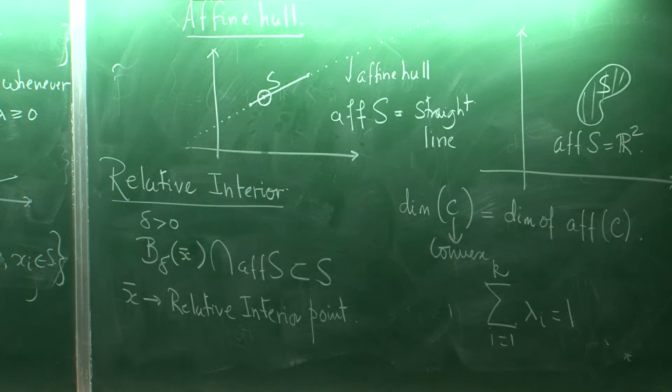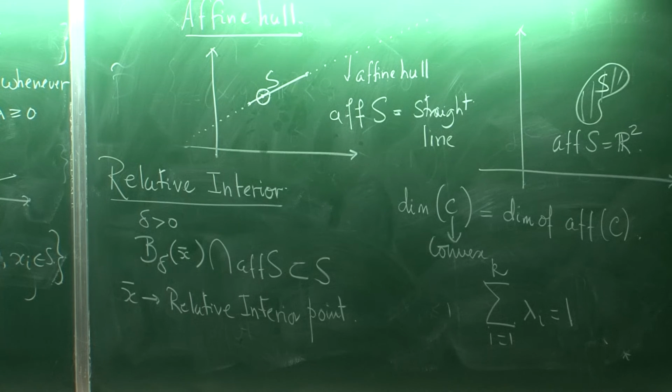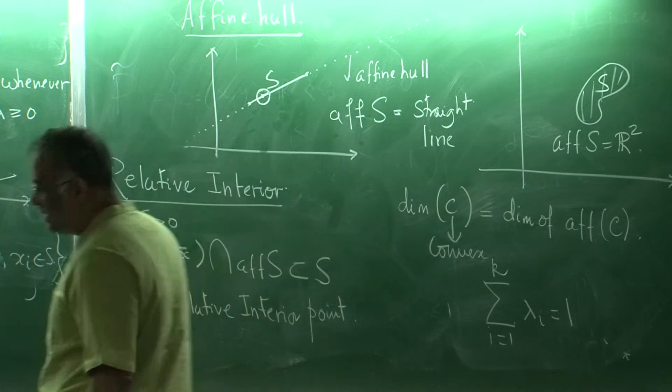So, if a set consists of all points which are relative interior points, then the set is called relatively open, and the set of all relative interior points of a set is called the relative interior of the set. So, if I collect all the points which are relative interior points, it is called the relative interior of the set.